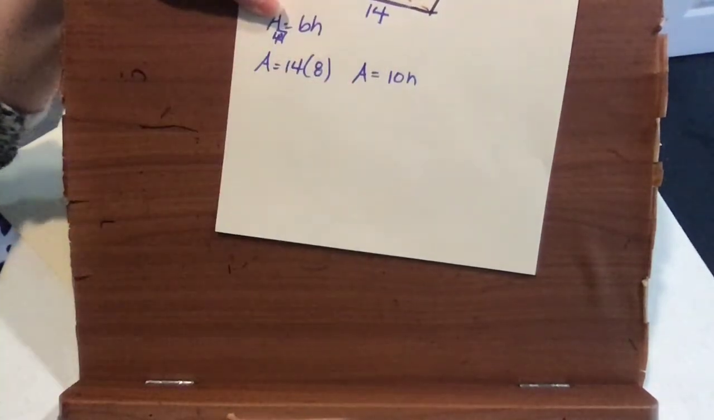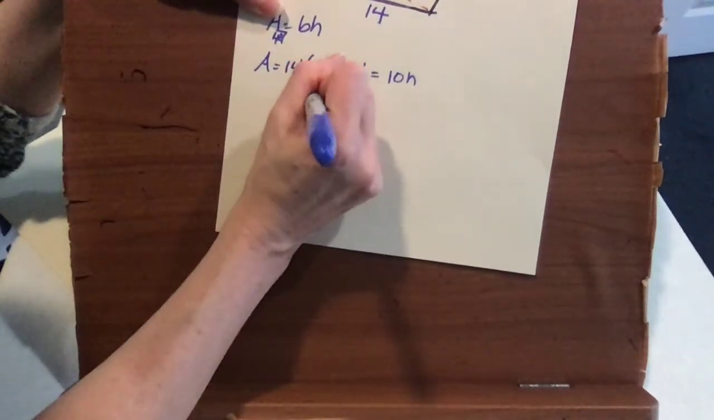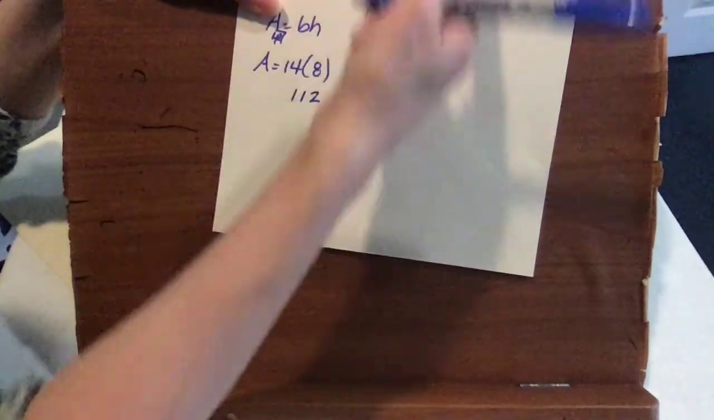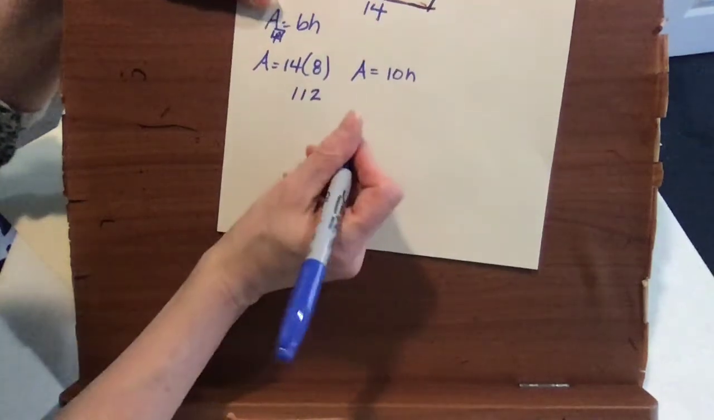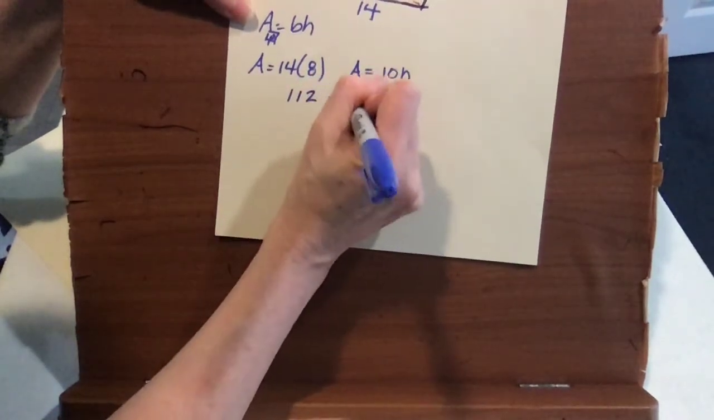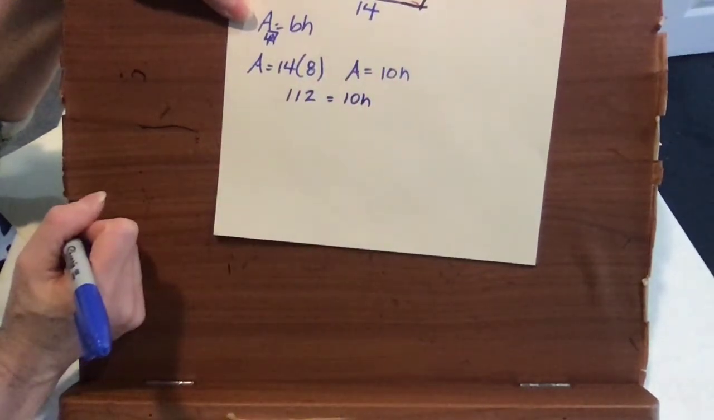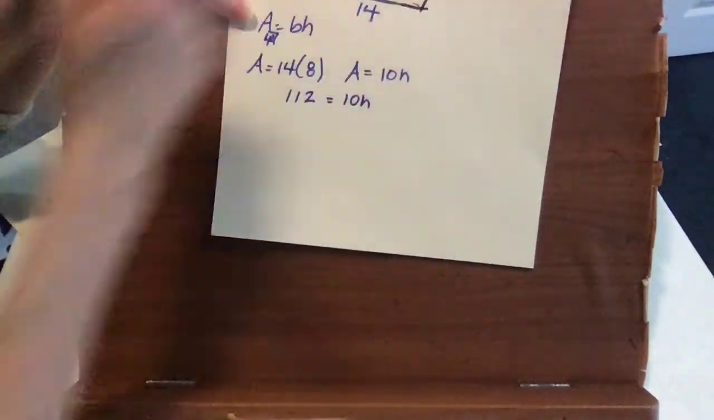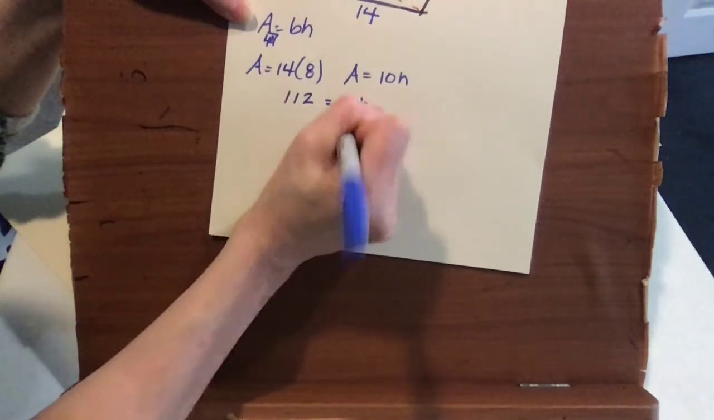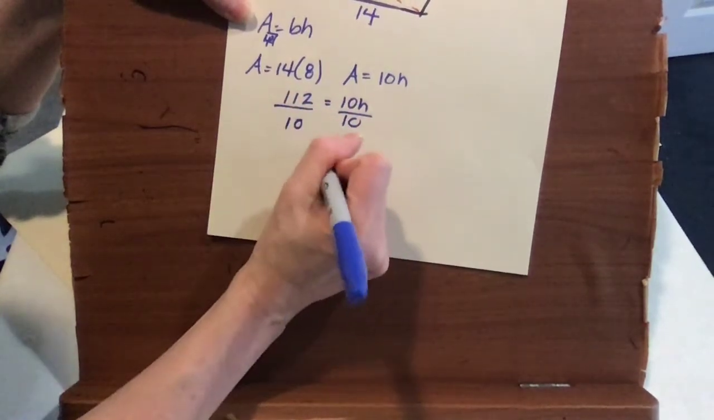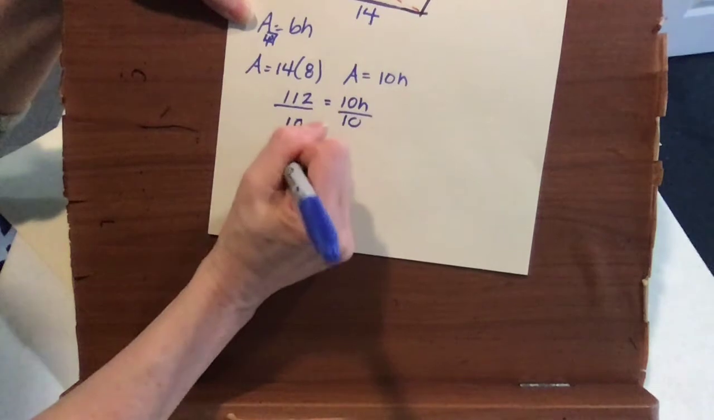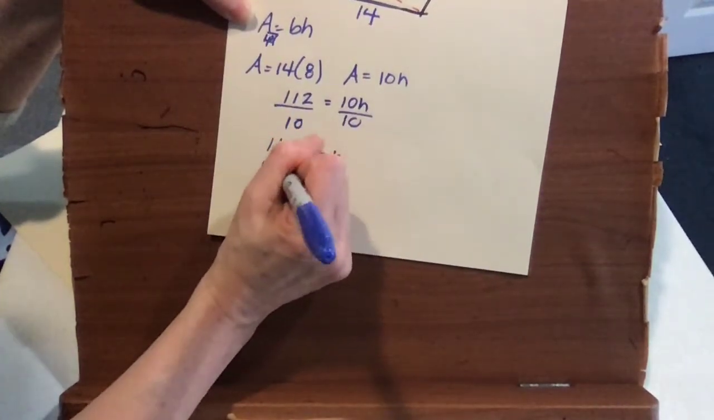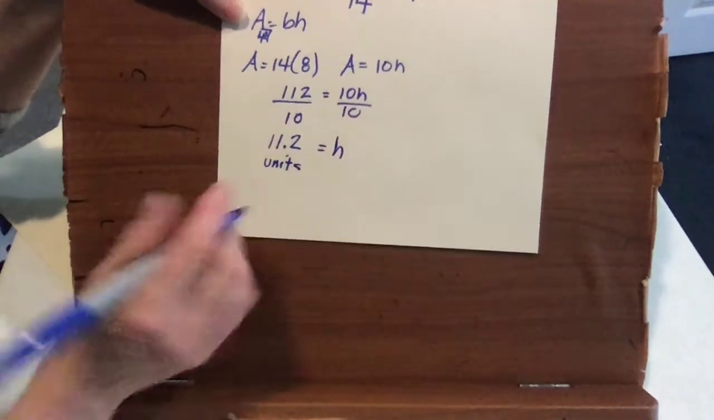So 14 times 8 is 112. These are both the same exact areas because it's the same exact parallelogram. So 112 equals 10h. That's really all you have to do. Base times height equals base times height. So now divide by 10 and you can find h. And h will give us 11.2. And the unit on this one we don't have, so you can put just a generic term of units. So that's our value of h.